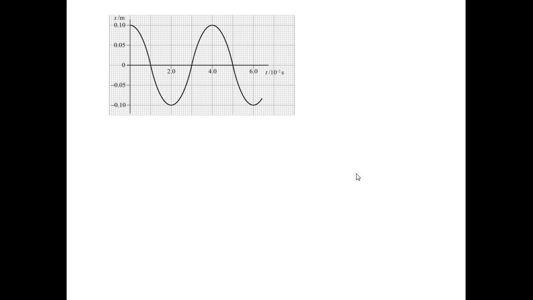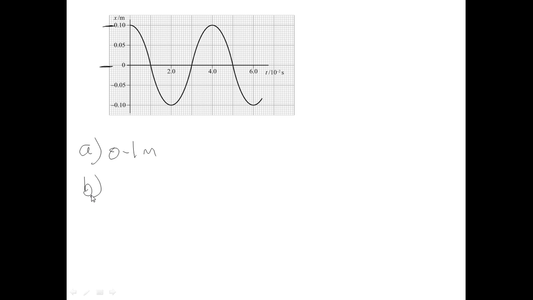Okay, so question 2, A is required to find the amplitude of the oscillation. So I call out my ball pen here. The amplitude is from here until here. So A is very simple. The amplitude is 0.1 meter.